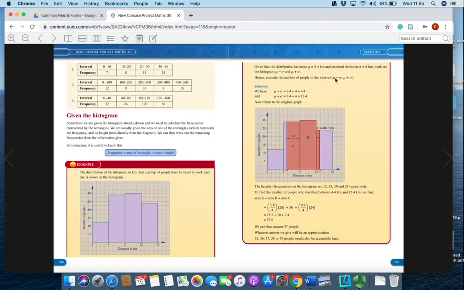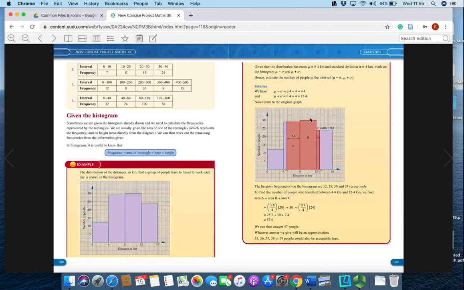So it's telling me to go from the interval mu minus sigma, so that's 8.4 minus 4, so it's 4.4, up to mu plus sigma, which is 8.4 plus 4, which is 12.4. So mark these two goalposts, if you want to call them that, on your graph, 4.4 up to 12.4. Okay, that's what they've done here in the diagram. Can you see that? Okay, and then it says estimate the number of people in the interval. So this is the hard part of the question.